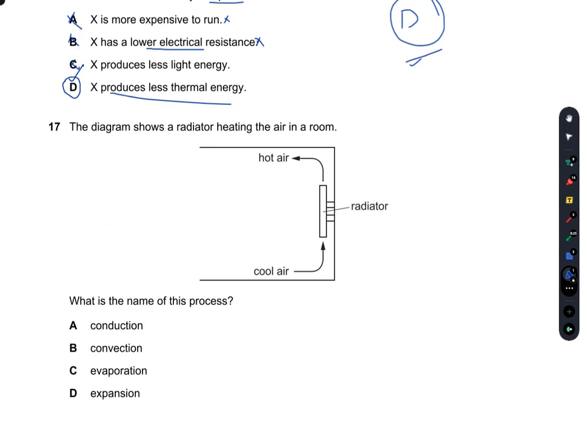So now question number 17. The diagram shows a radiator heating the air in a cool room. So this is a radiator, cool air and the hot air. What is the name of this process? Here the transfer of heat is occurring by the actual movement of molecules from a hot place to a cold place. So this is convection. So B is the right option.